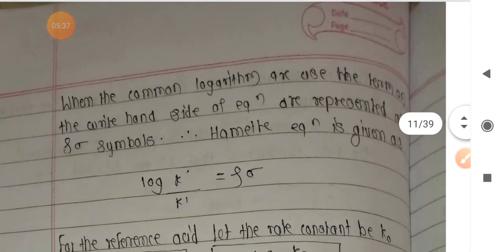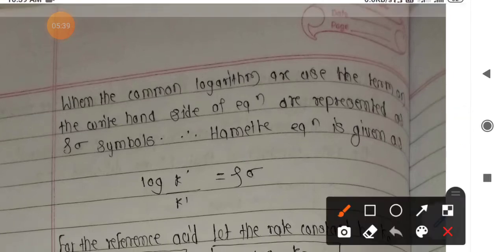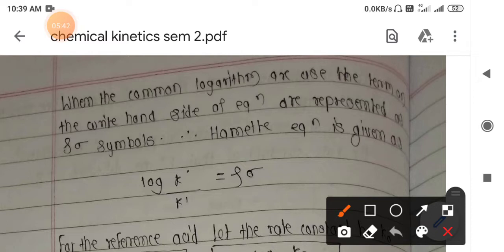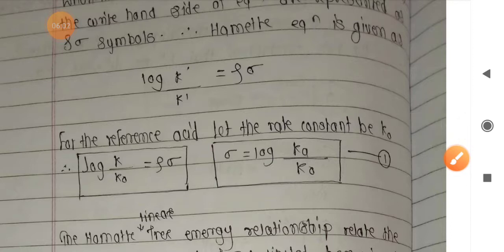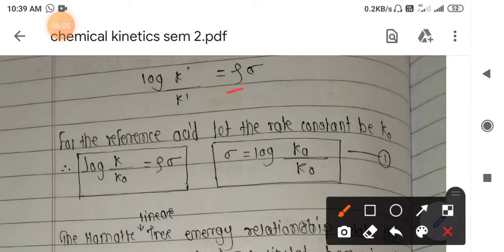So when the common logarithm is used instead of the natural logarithm, the term on the right hand side of the equation can be represented by the symbols sigma and rho. So Hammett gave that equation as log of k upon k dash, which is the ratio of rate constants, is equal to sigma into rho. These two constants are used here for the reference acid, where sigma is called the reaction constant and rho is called the substituent constant.